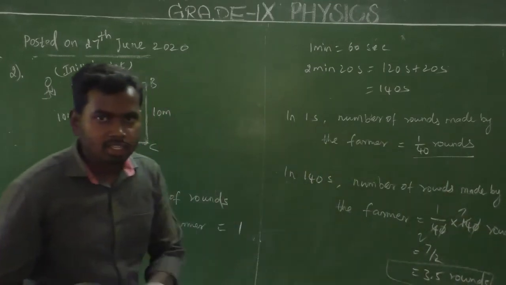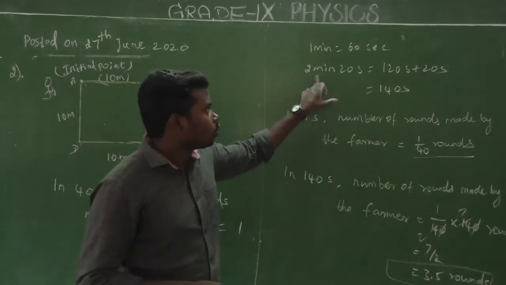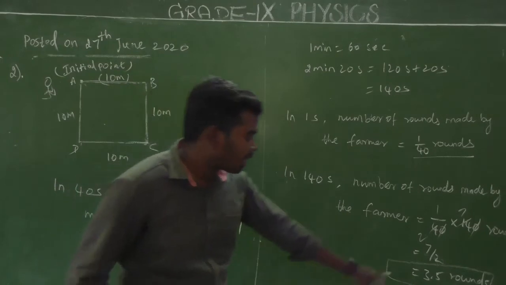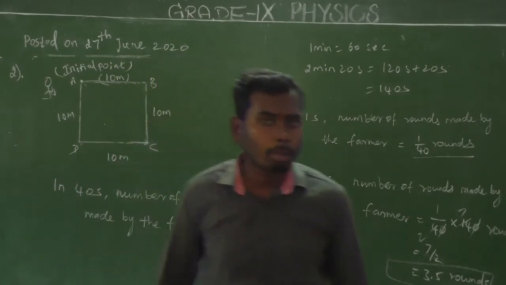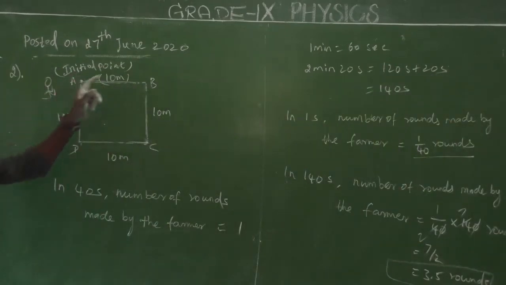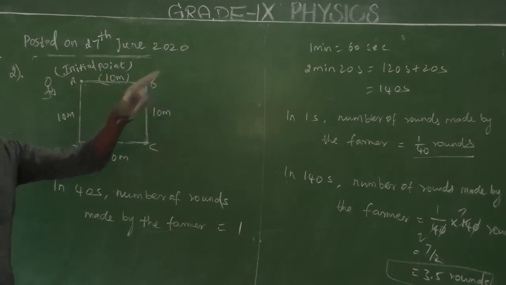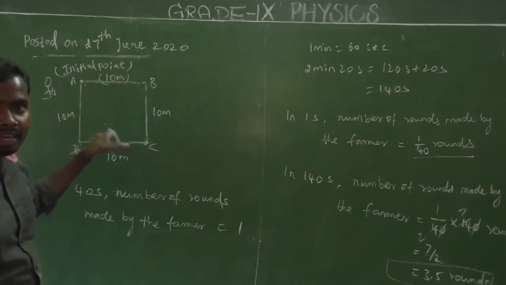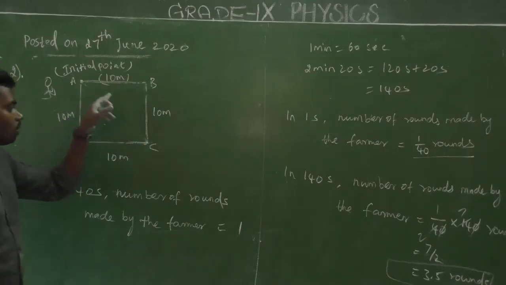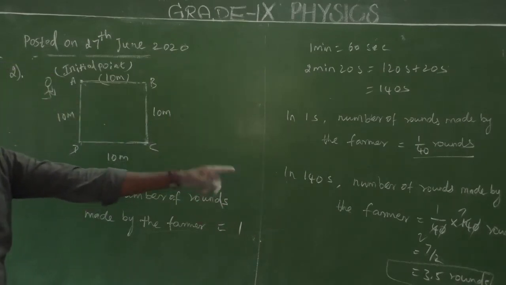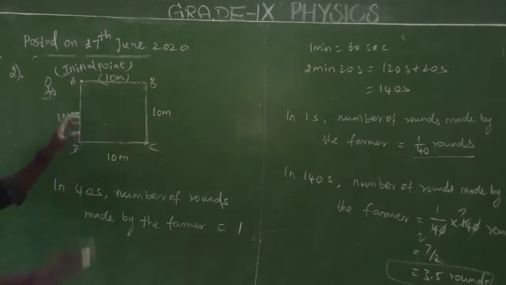3.5 rounds. It's very, very important. At the end of 2 minutes 20 seconds, the number of rounds made by the farmer is 3.5 rounds. Here a round means one complete trip. Is it clear? So now come to this one. The farmer starts moving from point A.